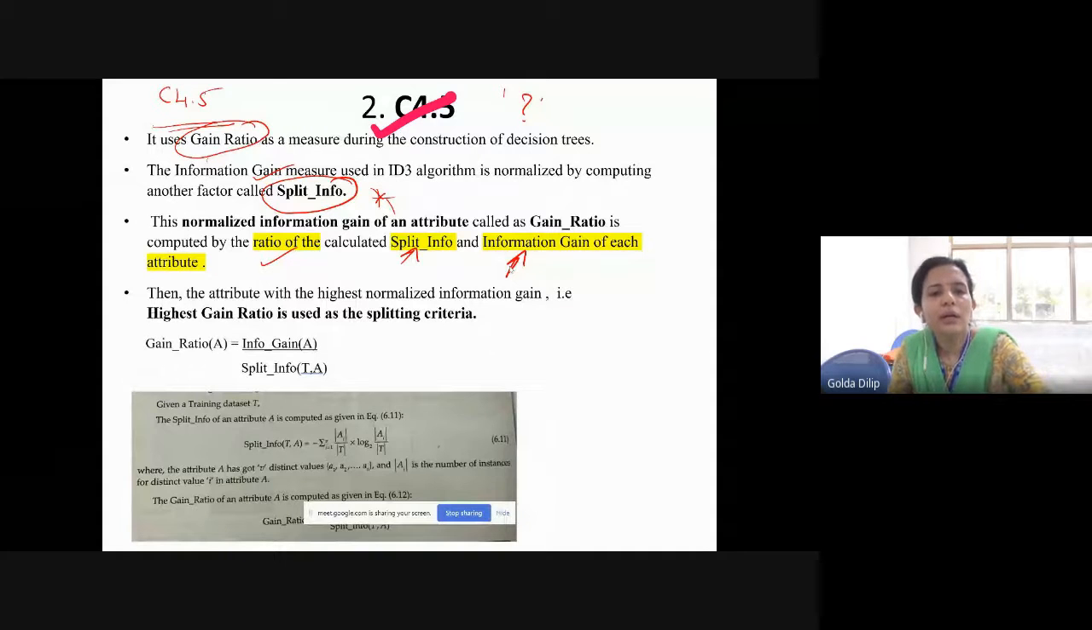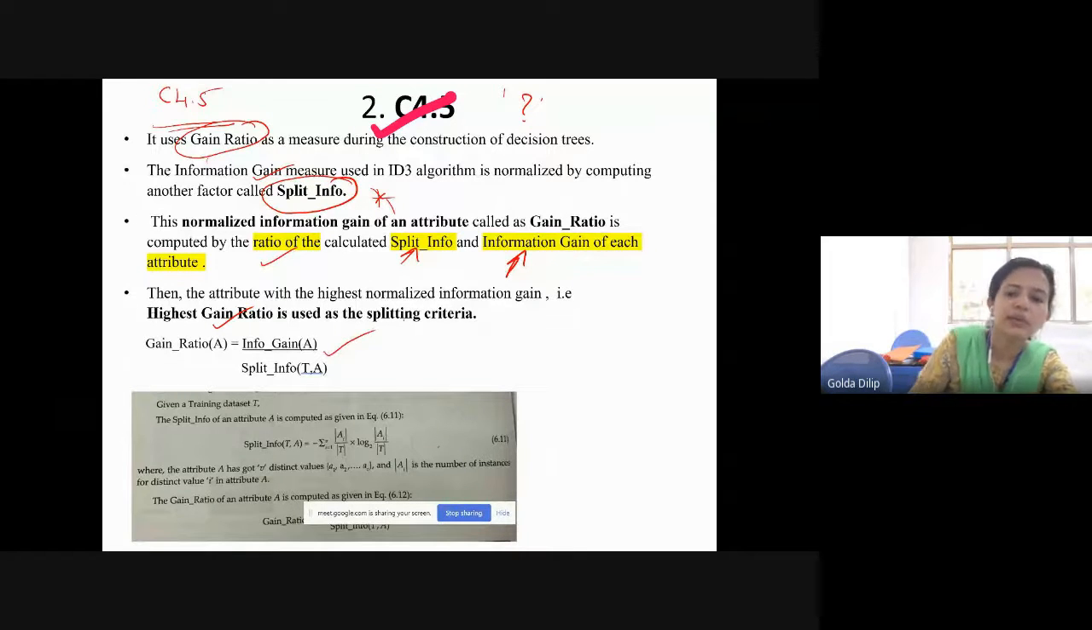Then, just like your ID3, the attribute with the highest normalized information gain, that is the highest gain ratio, will be chosen. Highest normalized information gain is nothing but the highest gain ratio. Gain ratio is nothing but the normalized information gain of an attribute. So that will be used as the splitting criterion. The highest gain ratio is used as the splitting criterion. Now, how you compute the gain ratio is, see, the gain ratio is equal to, please make a note. Today you are going to work out and give me the answers rather than me giving you all the answers.